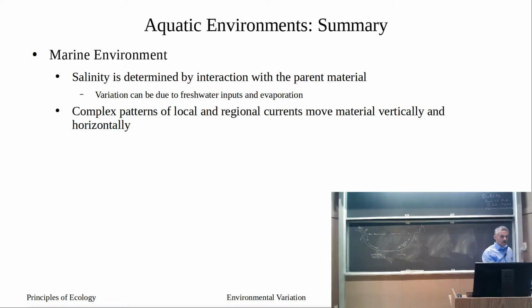Now in our oceans, we do have complex patterns, both local and regional diversity, and it's tied to the currents. The currents could be warm, they could be cold, could be nutrient rich, could be nutrient poor. These currents can be horizontal or vertical movements, and they're really caused by movement of the Earth. That's the Coriolis effect, temperature differences, and salinity differences.